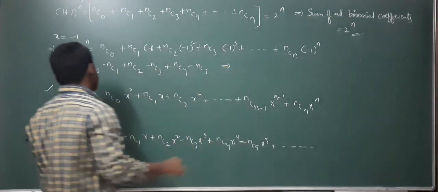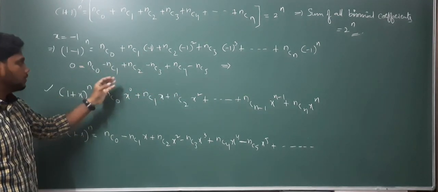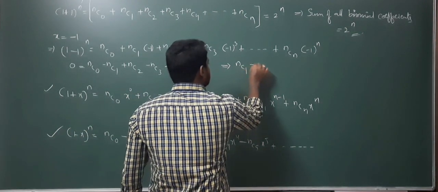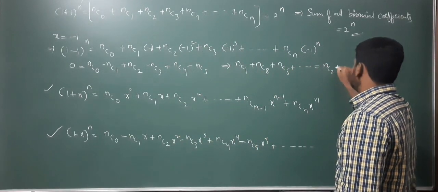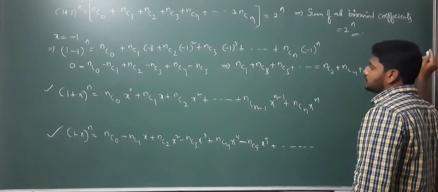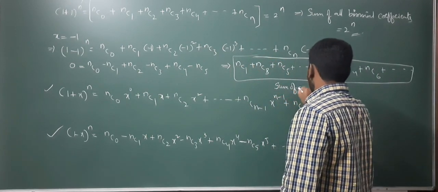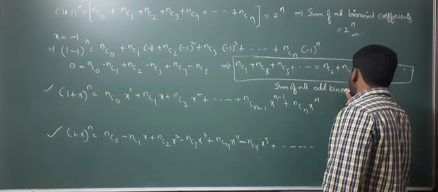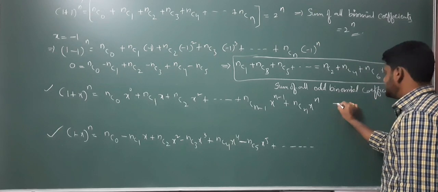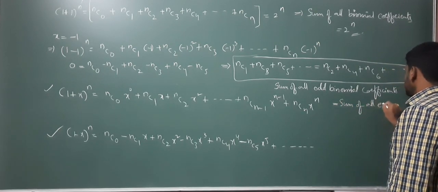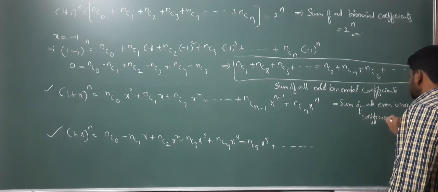So from this expression, those minus terms you bring to the left side, and the remaining positive terms you keep like that. Then it will become nC1 plus nC3 plus nC5 plus so on is equal to nC2 plus nC4 plus nC6 plus so on. That means what you can understand from this expression is that the sum of all odd binomial coefficients is equal to the sum of all even binomial coefficients.